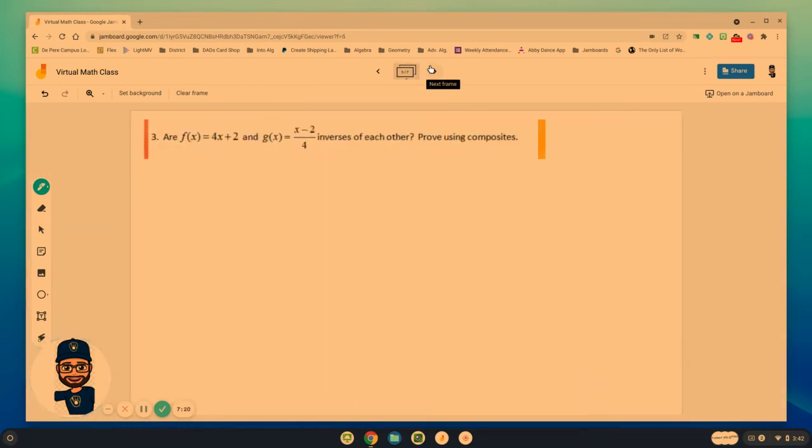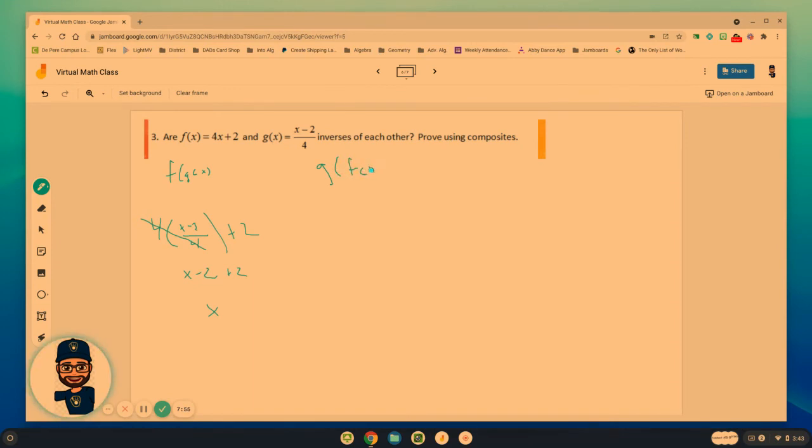All right, let's try another one. See what you get for number 3. Let's take a look at f of g of x. Plug the g of x into there. So 4 times x minus 2 all over 4 plus 2. The 4 out front times something over 4 will cancel those two 4s, and x minus 2 plus 2 is equal to x.